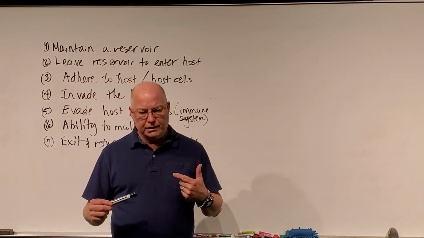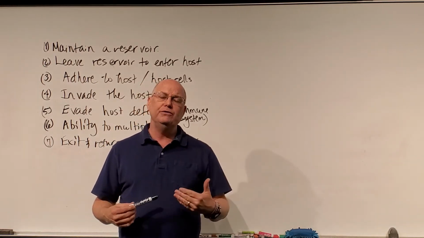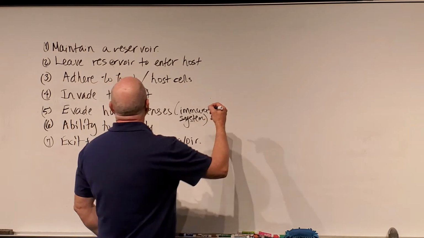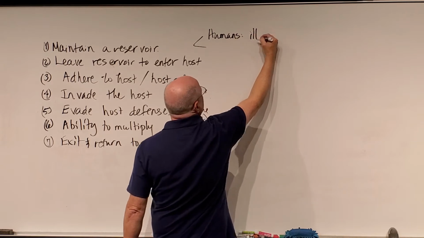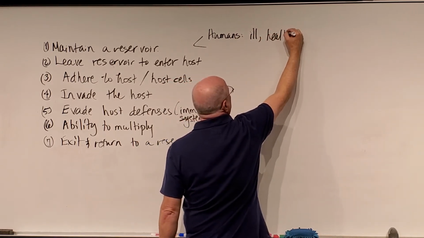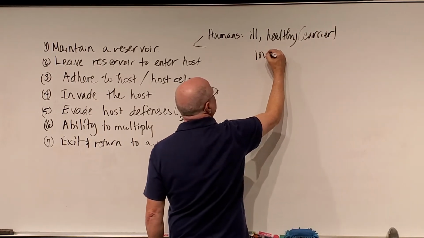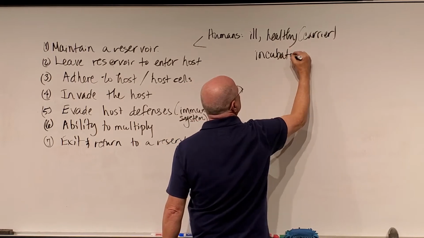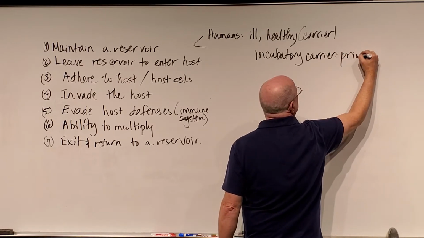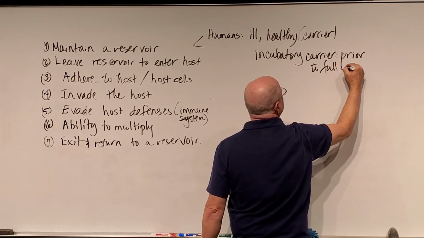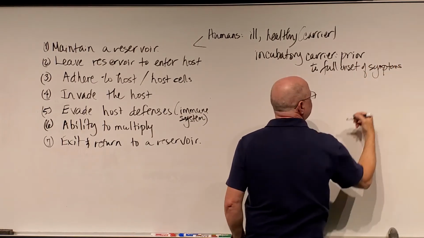If you are someone who has the disease, but it doesn't show signs or symptoms for a long period of time, those individuals are called a chronic carrier. So when we talk about a reservoir, when we talk about humans, someone who is ill or healthy is called a carrier. And then if we talk about an incubatory carrier, this is prior to full onset of symptoms, or we could say signs and symptoms.